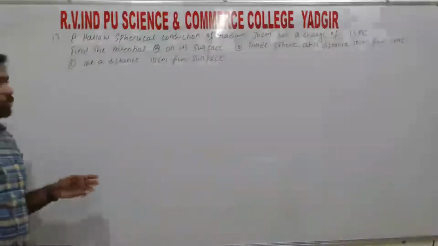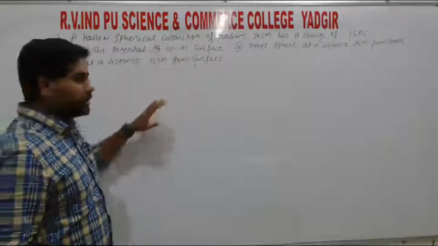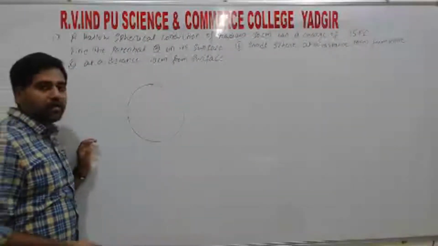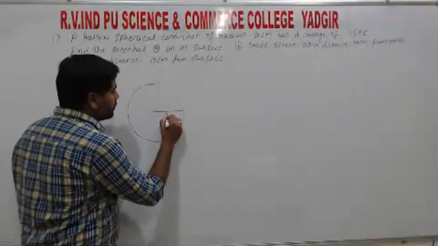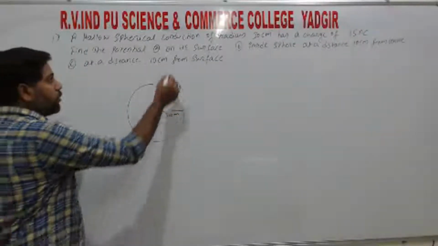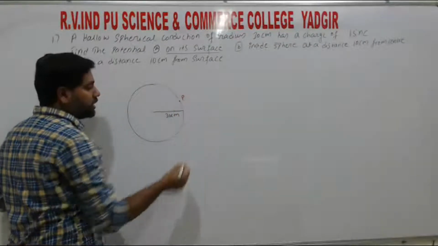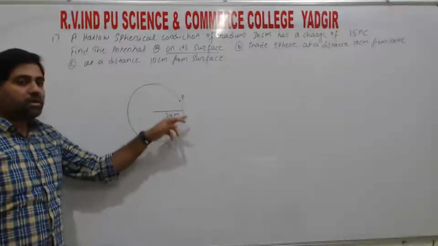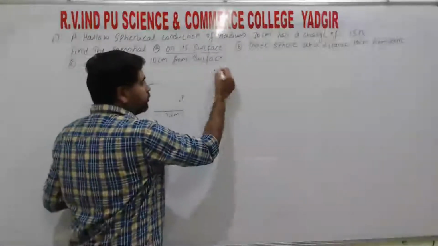Right? So here in the question we are going to find the potential. So here we have the three cases, right? The given one is a spherical conductor, and the given radius from the center is 30 centimeter. In the first case we are going to find the potential on the surface. If we consider any point P here, we are going to find the potential on the surface of the sphere, right?